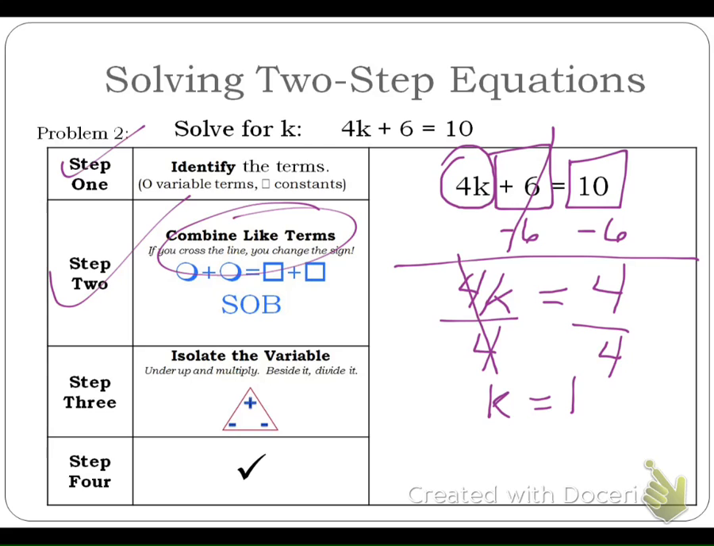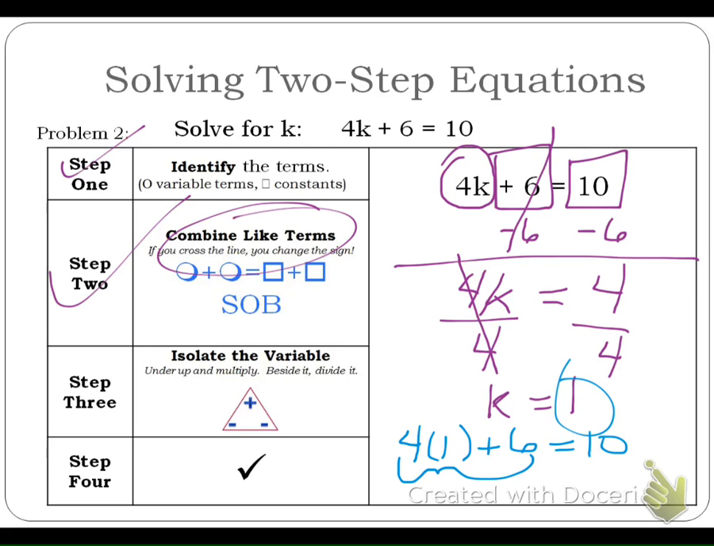And your final step is to check. Now, just like before, when we're solving one-step equations, to check your answer, you will write down the original equation, but put a set of parentheses wherever you see your variable. Then, take your solution that you get and plug it into that spot. Simplify each side of the equation separately.